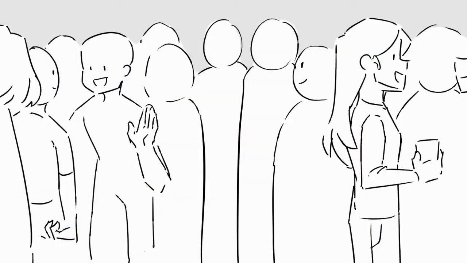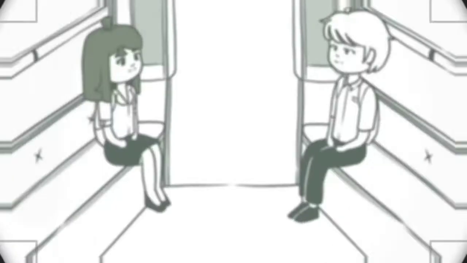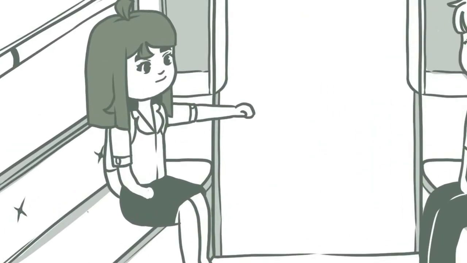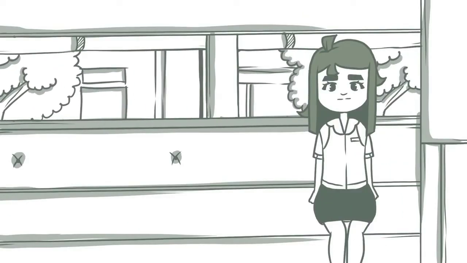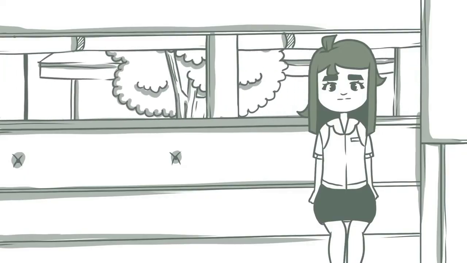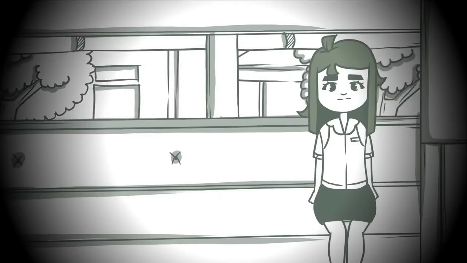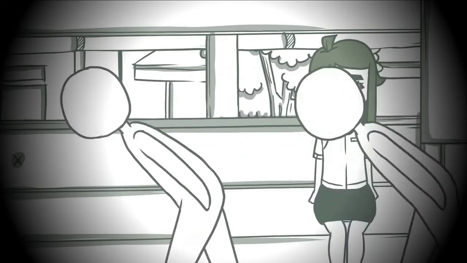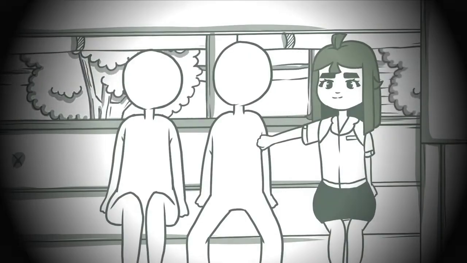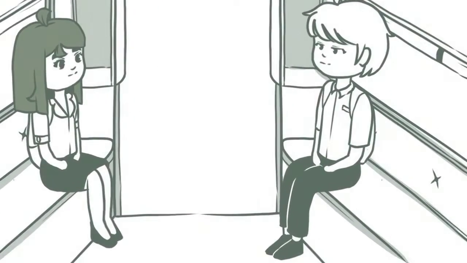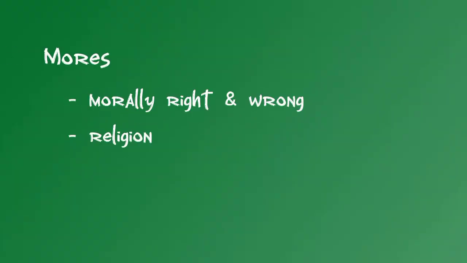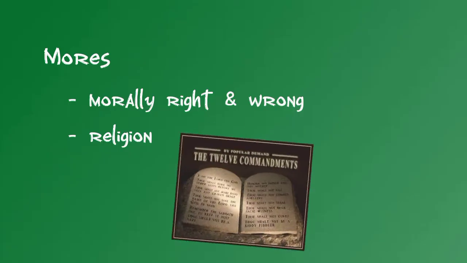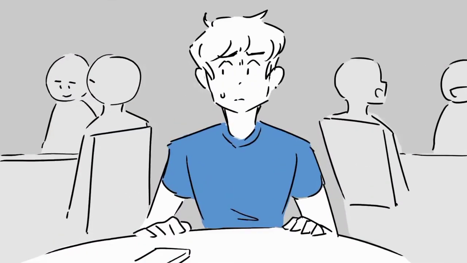Halimbawa nito ay yung pagpipila sa linya or pag nasa jeep ka, ipapasa mo yung bayad pag mas malapit ka sa driver. Hindi ito tinuturo sa'yo at mapapansin mo lang ang mga ito sa paligid mo. Kaya kung may napansin kang pattern na ginagawa ng iba, i-adapt mo rin yun sa'yo. Mores define what is morally right and morally wrong. Ito ay mostly galing sa religion, especially yung 12 commandments. Tinuturo nito ang mga wag dapat gawin ng tao at ito naman ay sinusunod ng karamihan.